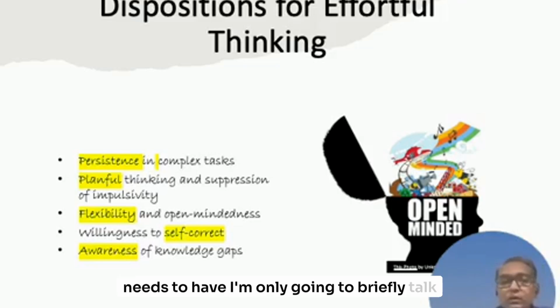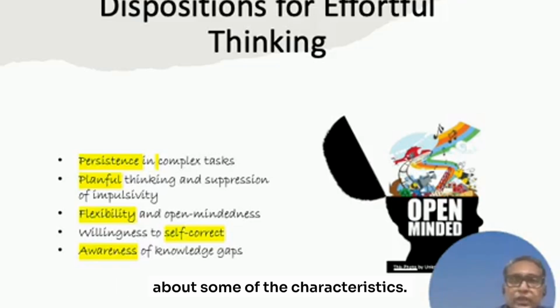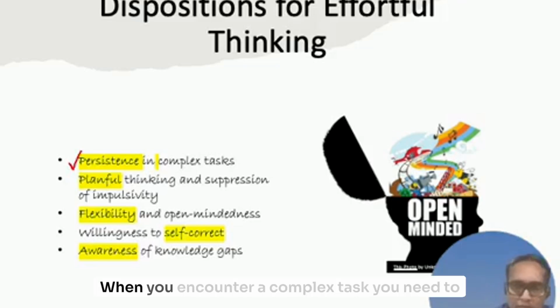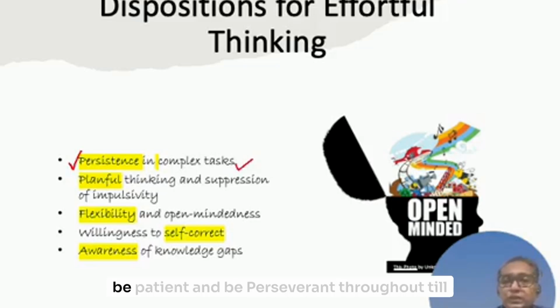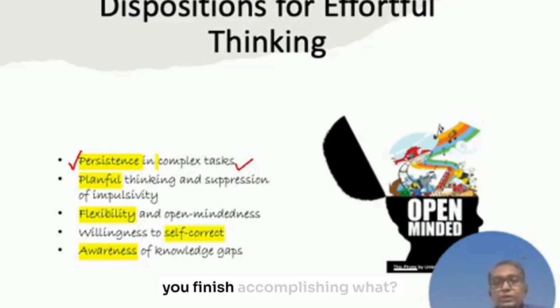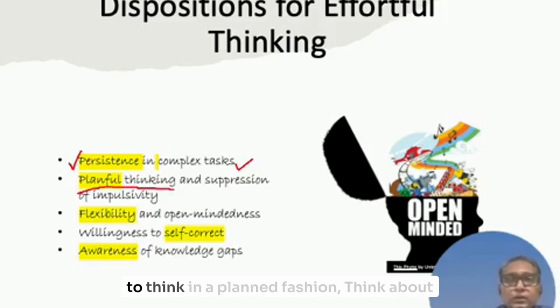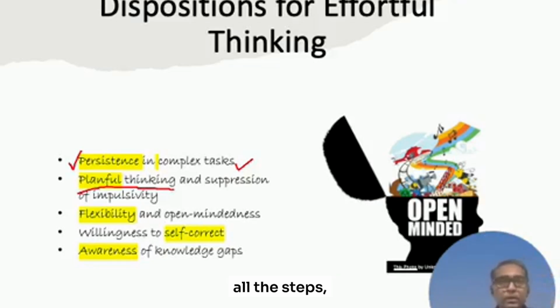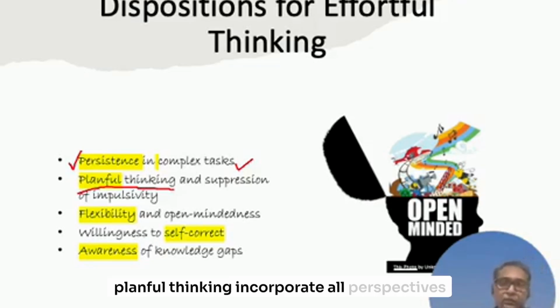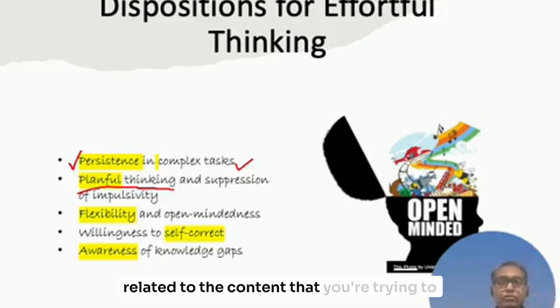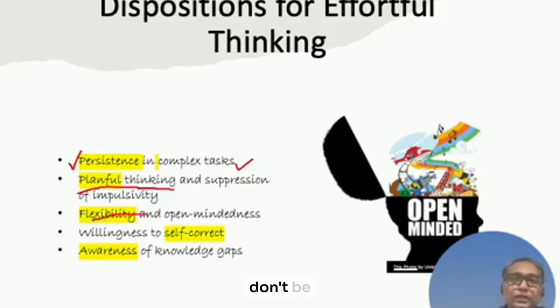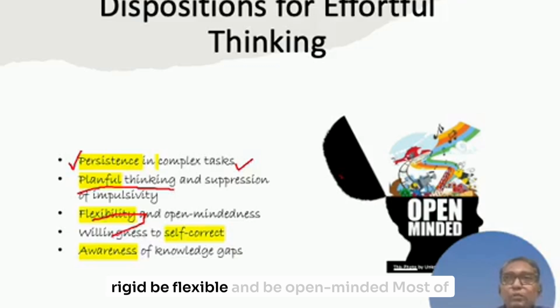I'm going to briefly talk about some of the characteristics. One being persistent. When you encounter a complex task, you need to be patient and perseverant throughout, till you finish accomplishing what you wanted to accomplish. Then the disposition to think in a planned fashion. Think about all the steps, planful thinking, and incorporate all perspectives related to the content that you're trying to think critically about. Don't be rigid, be flexible, and be open-minded.